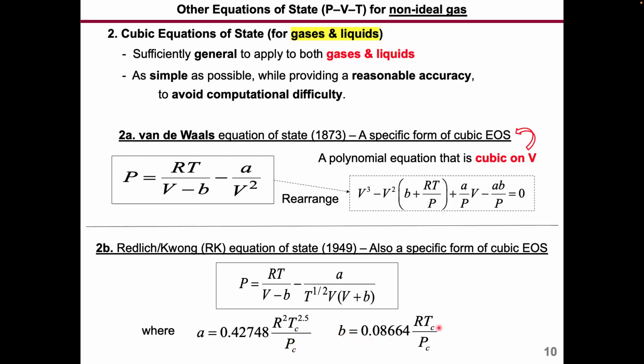And B, same thing, right? It depends on TC and PC, on the substance. As long as you define the species, B is a constant, okay? And then similarly, if you rearrange the equation, you will see it's a polynomial equation that is cubic in V, right? So that's why this is also a cubic equation of state, okay? Now, in the additional slides, we have some practice problems involving these two equations. You can go and take a look at how to use these equations of state in real-world applications, okay?